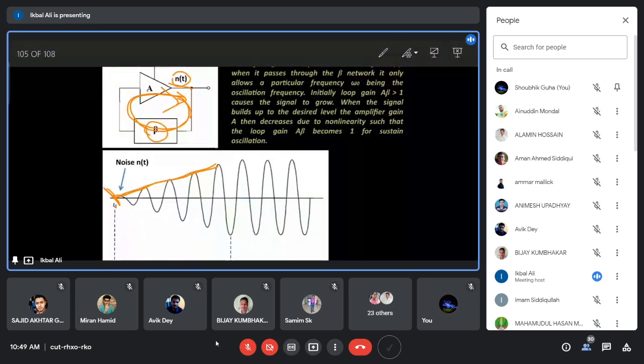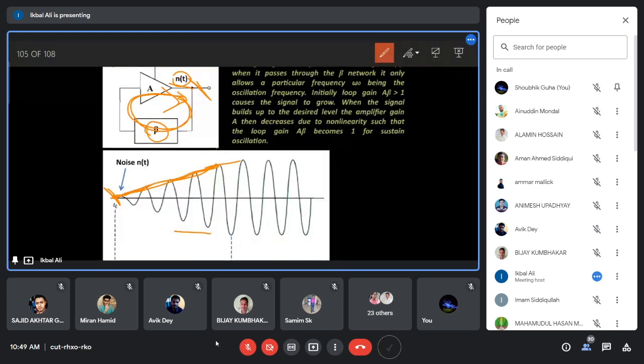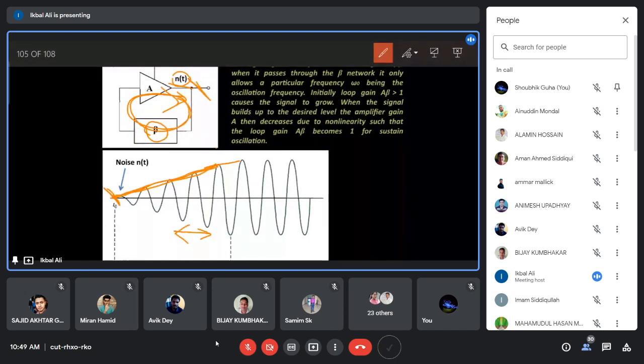So this is how the oscillator starts up. At this point, the signal is growing from the noise level to a large value, and the frequency of this signal is constant. So the time period of the signal is constant, because a particular frequency will grow up because of the beta network, because the beta network only allows a particular frequency from the noise. That particular noise frequency will grow up in this loop if you initially put a beta greater than 1. In this way, the signal grows up.